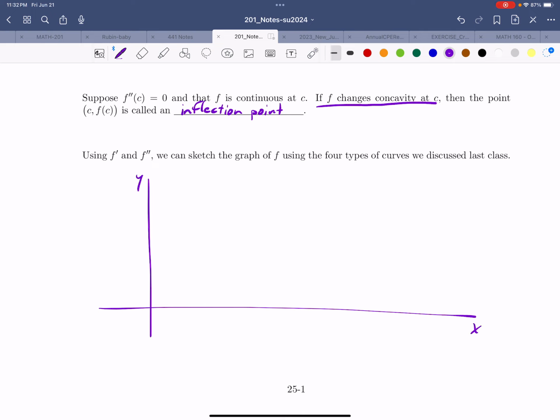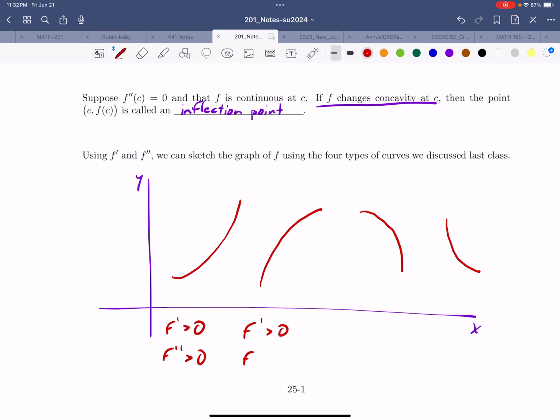remember that there are 4 types of curves that we can have on a graph. And which kind of curve we have is completely determined by their first and second derivatives. Remember, here we have a function that's increasing and concave up. Increasing and concave down. Right, notice that here it's sort of facing up. Here it's sort of facing down.